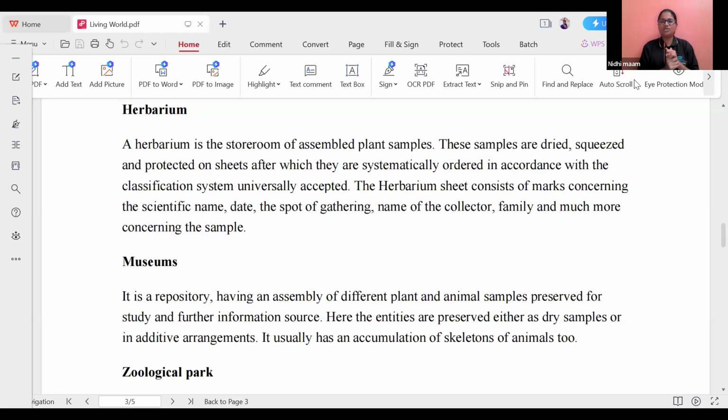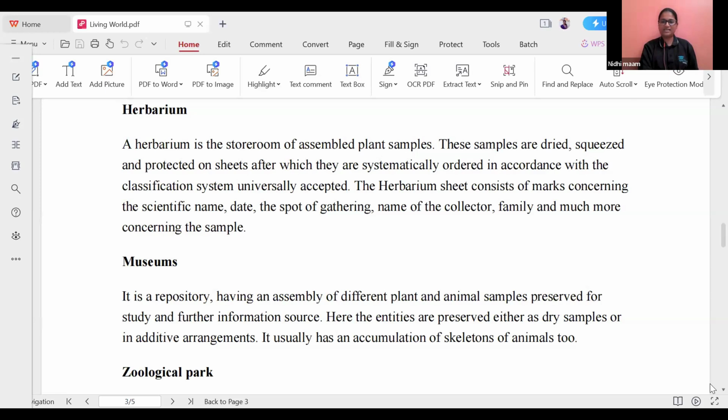Those sheets we will cover with newspaper and organize. The herbarium sheet has labels, such as the scientific name, date, the spot where we collected the organism, name of the collector, and family. So these are all the labels we will find on a herbarium sheet.